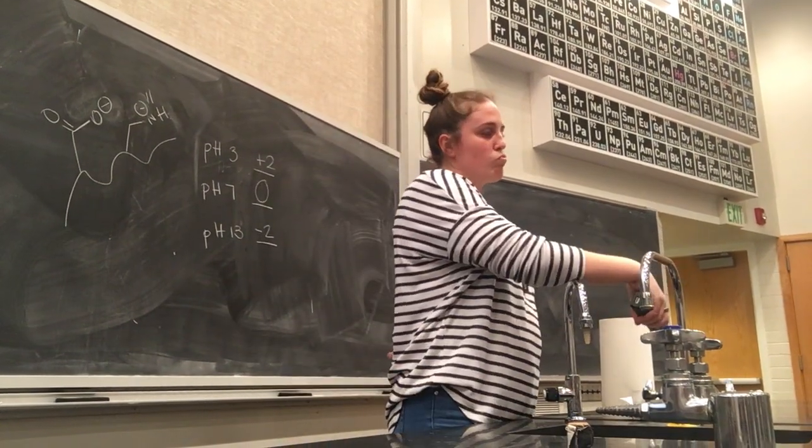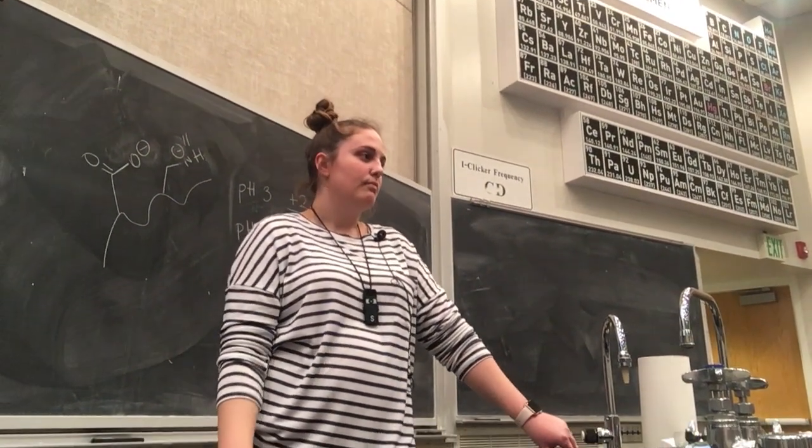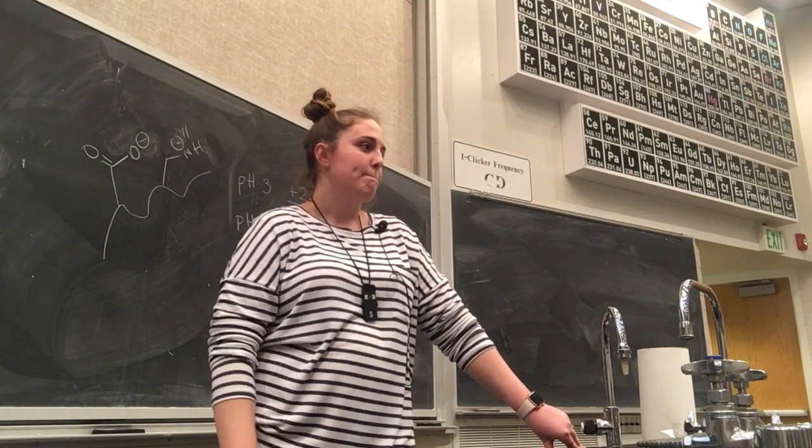So if you had NH2 as the base, you'd have NH3 as the conjugate acid. Mm-hmm.